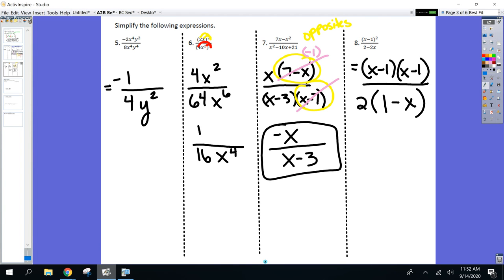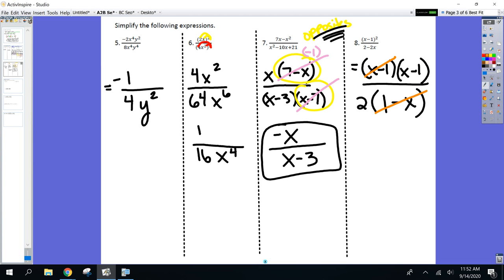But how are x minus 1 and 1 minus x related? They're opposites of each other. What did we talk about in number 7 with 7 minus x and x minus 7? We called them opposites. So you can cross them out, Colin. Yeah. But what are you going to be left with? X minus 1 on top.